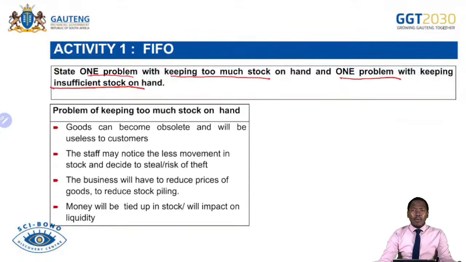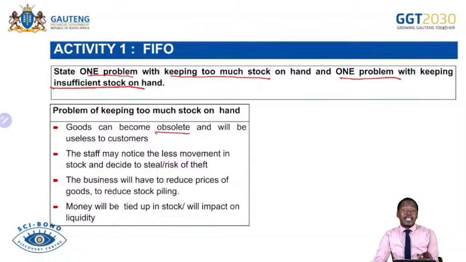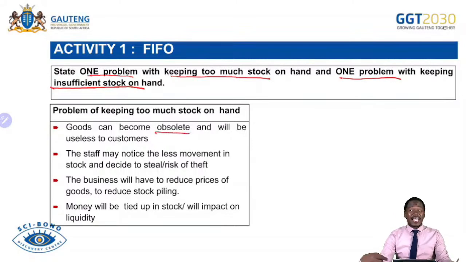Now, the reasons why we shouldn't keep too much stock will be the following. That our stock can become obsolete. It means it can go out of fashion. People may outgrow their taste and preferences of our stock. That is what we also mean by obsolete. Can get out of fashion. And then again, it becomes useless to our customers.